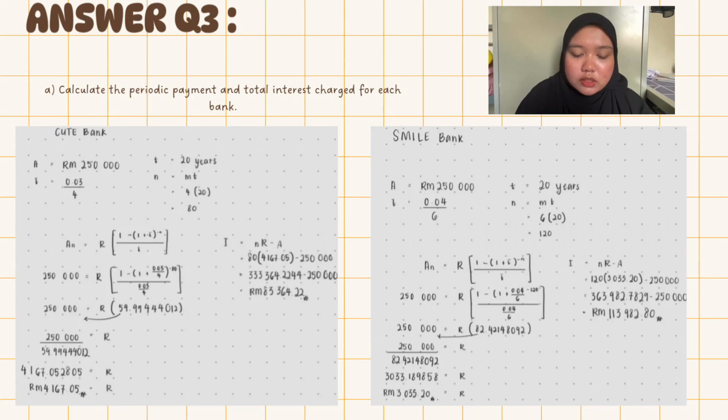And we're gonna use the answer to calculate for another formula, which is I equals to NR minus A, N is 120 in bracket 3033.20 minus 250000, and we're gonna get the final answer, which is RM 113982.80.